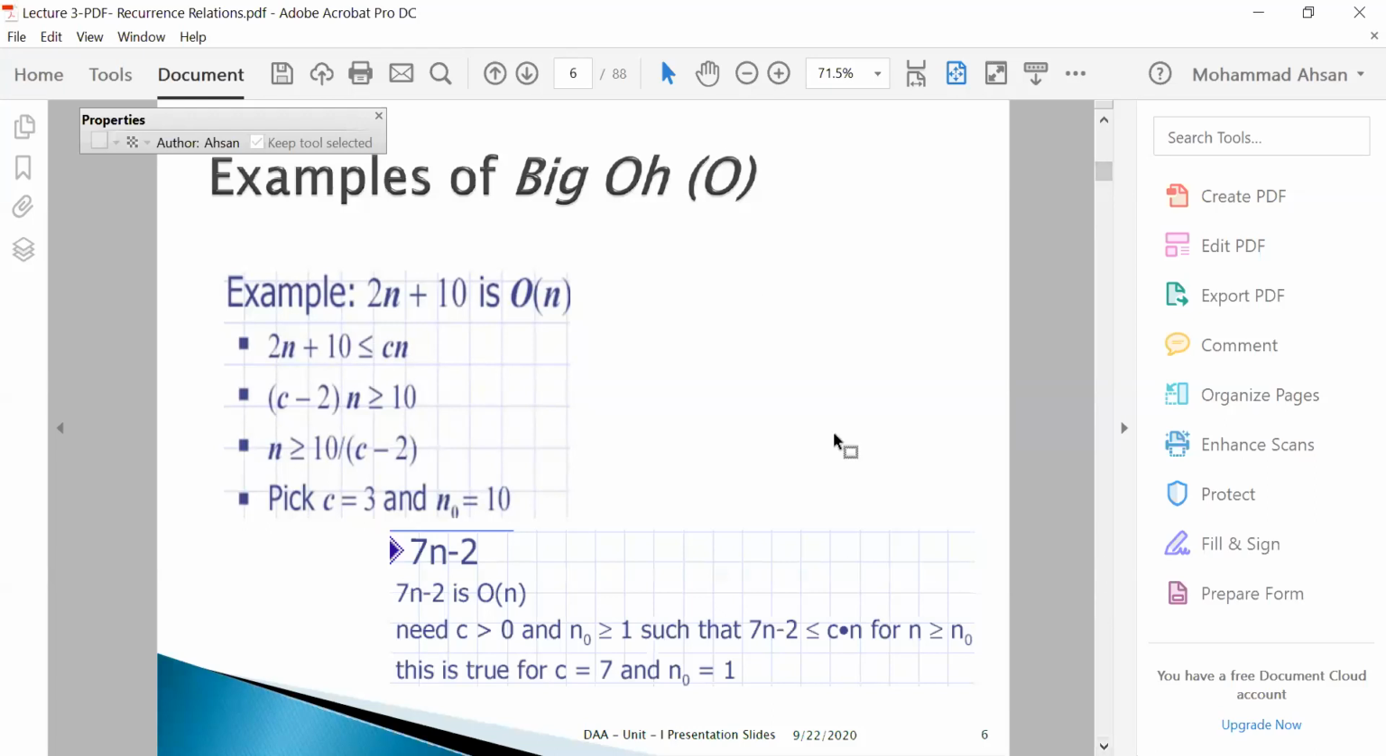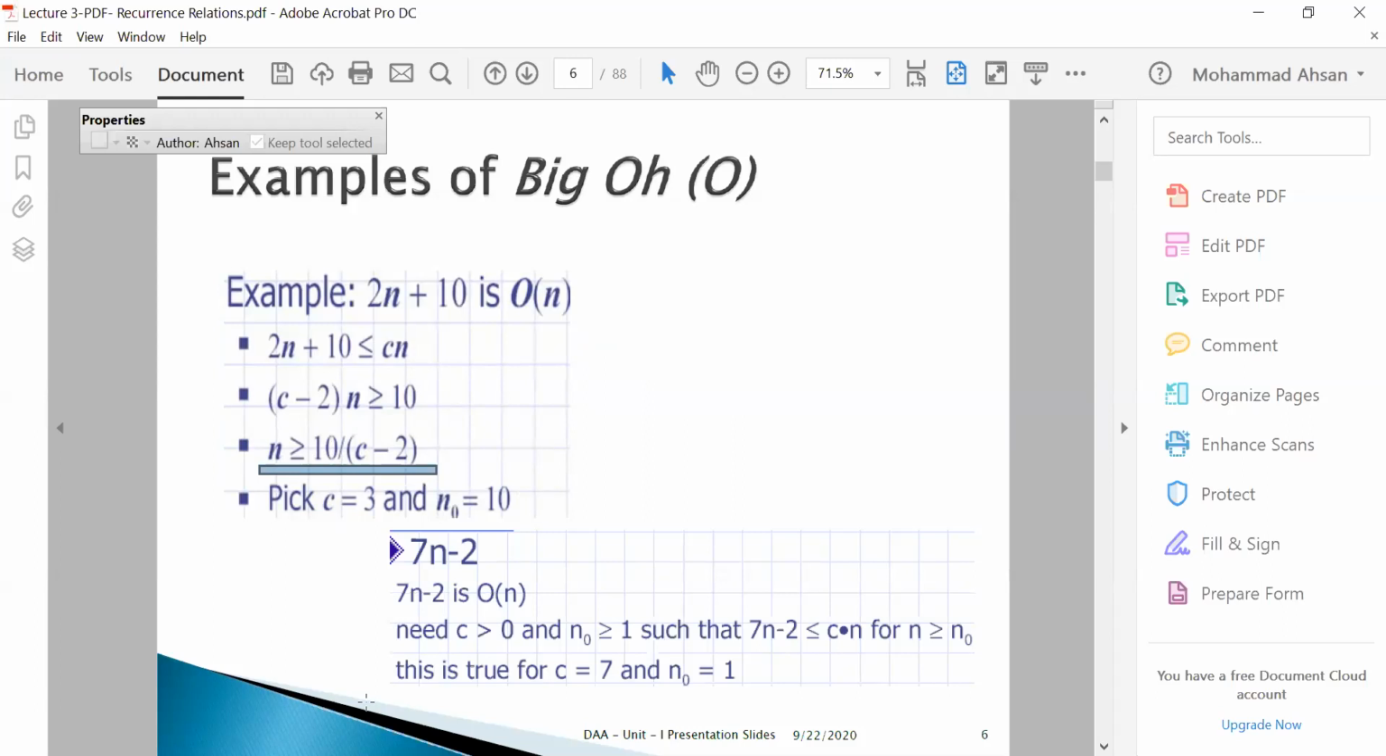So if you see here, in this line, this is what we have to prove. Now you just exchange the variables, you get 2n on the other side. So cn minus 2n is greater than or equal to 10. And if you keep n on the left hand side, you get this equation here. So n is greater than or equal to 10 divided by c minus 2.